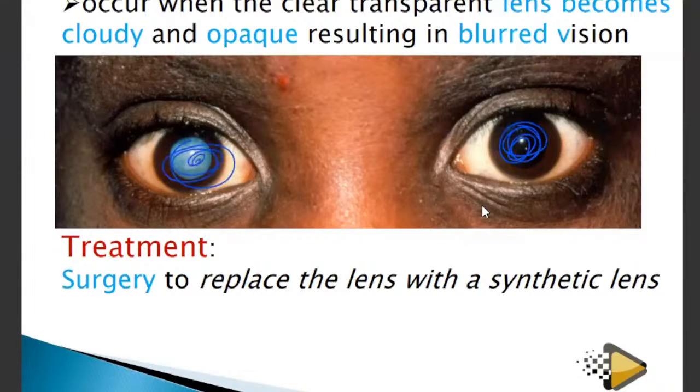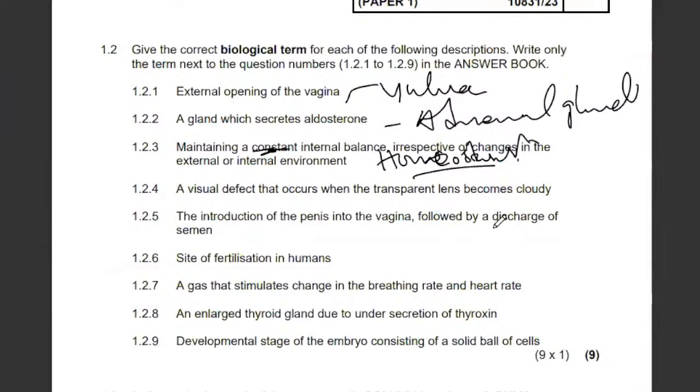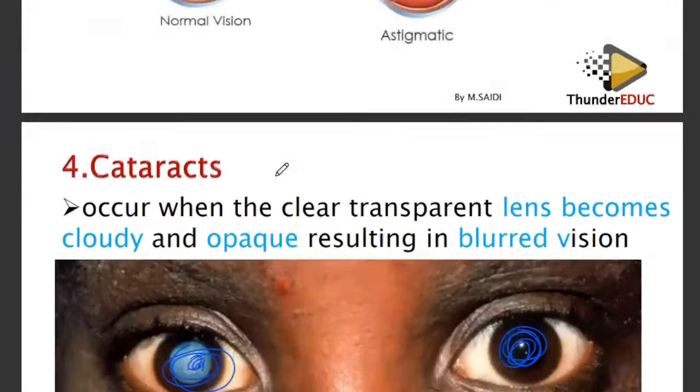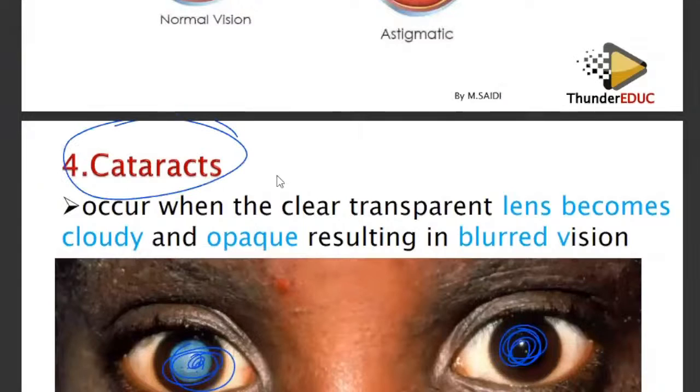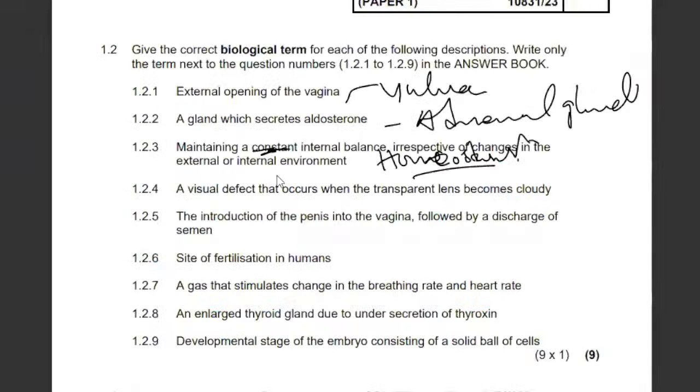But once it becomes cloudy, you see that the light cannot go through. If light cannot go through, it becomes opaque. Therefore the answer here is going to be cataracts. I know the people who use the distinction material, yes, you got distinctions.